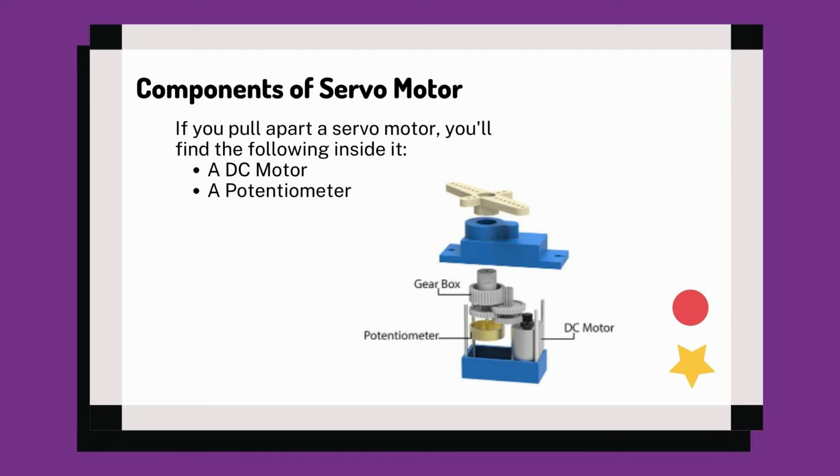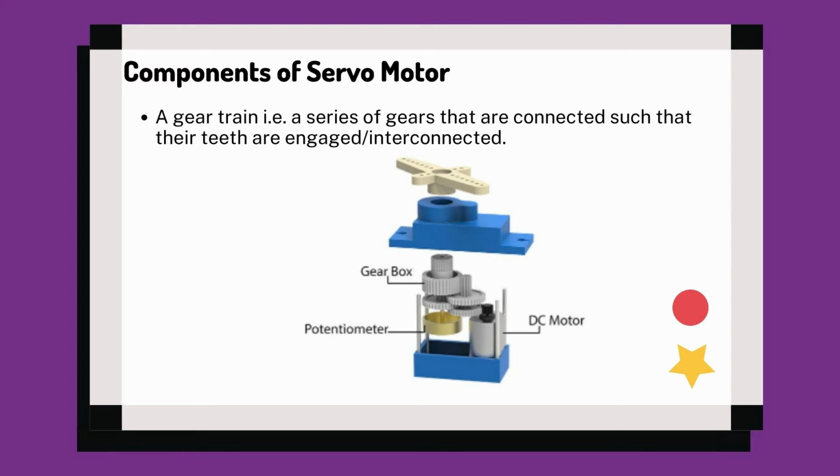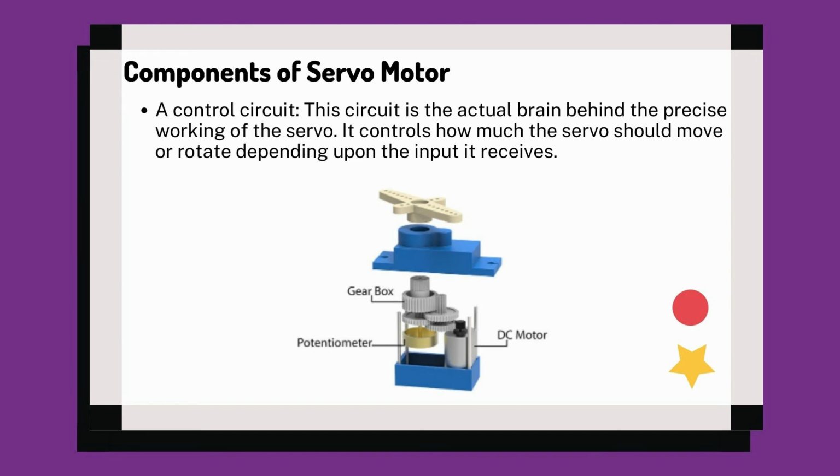So what are the components of a servo motor? If you pull apart a servo motor, you'll find the following inside it. You'll find a DC motor, you'll find a potentiometer. Also, you'll see a gear train, which is a series of gears that are connected such that their teeth are engaged or somehow interconnected with each other. Also, you'll see a control circuit. Now, this circuit is the actual brain behind the precise working of the servo. It controls how much the servo should move or rotate depending upon the input it receives.